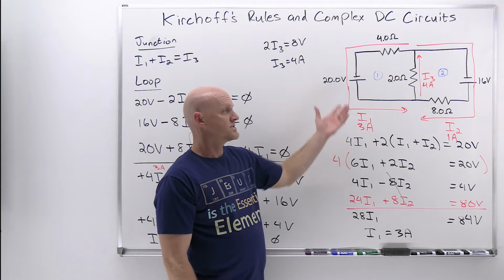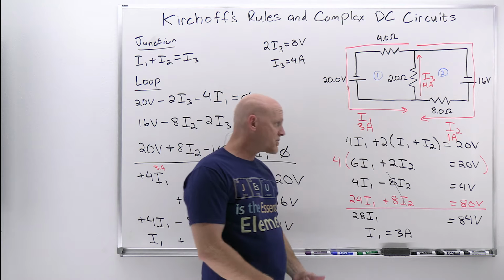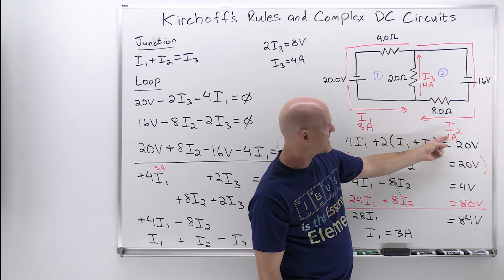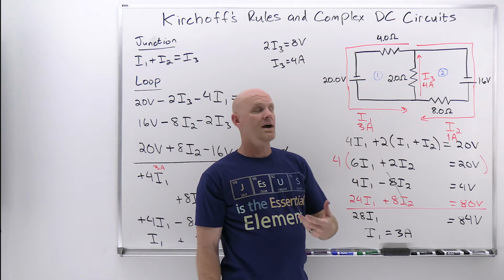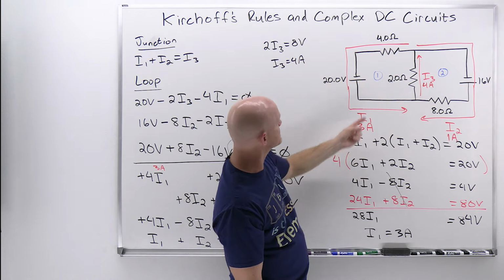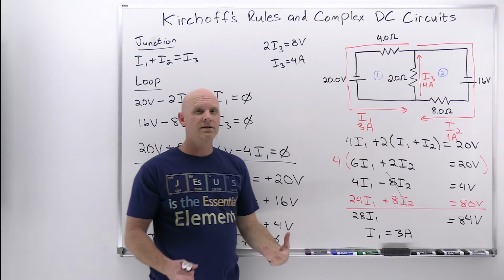Life is good. Sometimes instead of simply asking for the currents, they might ask for the voltage drop across a particular resistor. Notice for the 8 ohm resistor, it's 8 times that 1 amp, and the voltage drop would be 8 volts. If I said, what's the voltage drop across the 4 ohm resistor? Well, in this case, it's going to be 4 ohms times 3 amps. It'd be a 12 volt drop, and so on and so forth.